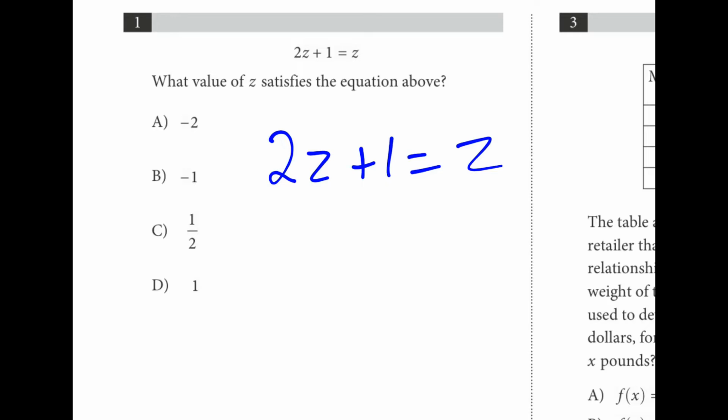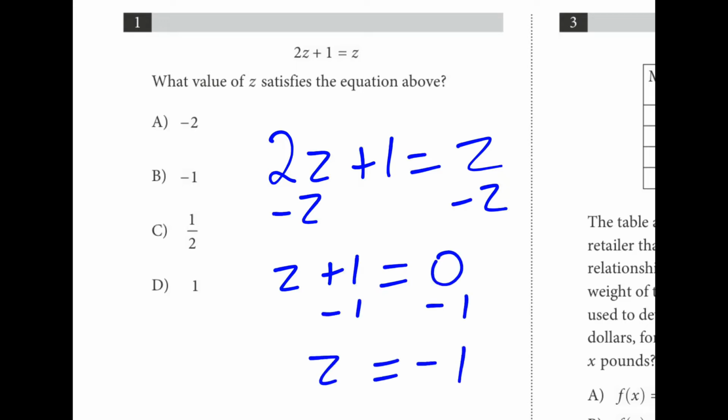So number 1, it probably is trying to get you to make some mistakes. We usually subtract the smaller of the two z values, so it's tempting to do this. If you do that, though, then you end up with z plus 1 equals, and this is where students tend to go wrong, because they're not sure what to put there, and you should put a 0. Then you could subtract 1 and get that z is equal to negative 1, and that's your answer. The predicted mistake being we don't put a 0 here, and we're not sure what to do. Of course, you could have just subtracted the 2z and went from there, and then maybe you forgot to divide by a negative. Easy question, lots of potential mistakes.